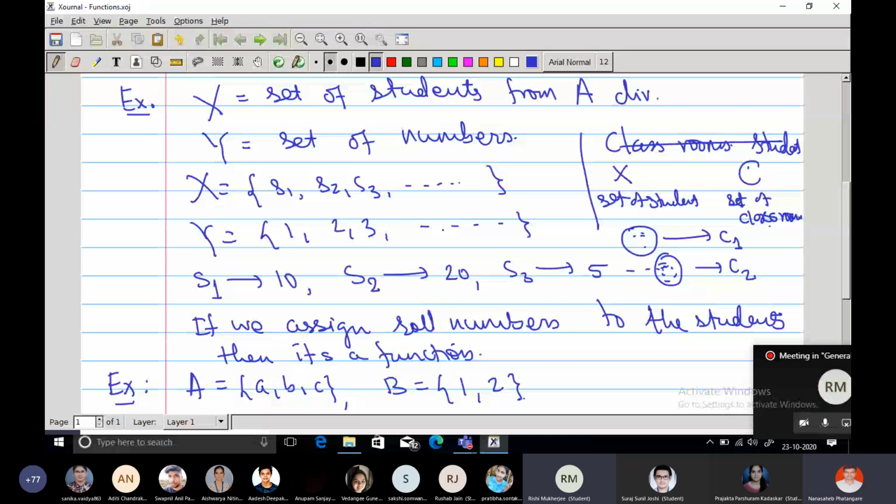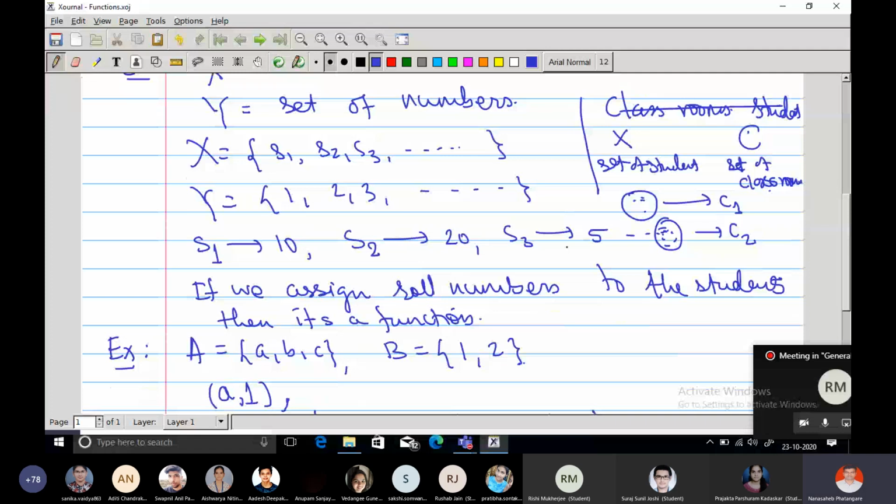Right. So one student cannot be assigned two roll numbers because otherwise the system will collapse. And therefore one student cannot be assigned two classrooms. There is no student who has two distinct classrooms. This is a common thing, right? The same member in the first set cannot be assigned two distinct objects in the second set. Correct? So this is the main characteristic of a function.